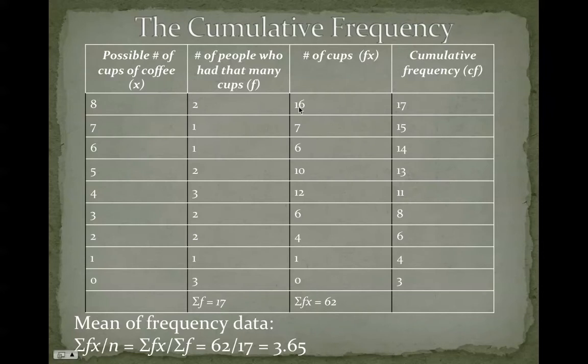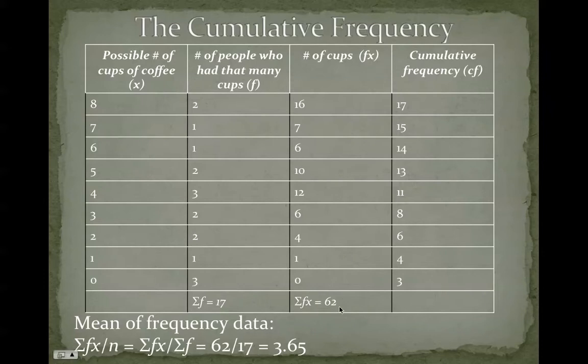2 times 8 is 16. 1 times 7 is 7. 1 times 6 is 6. And so on. You go all the way down. 3 times 0 is 0. So the sum of Fx, or the sum of this column here, would give you the total number of cups of coffee. Again, the column is called number of cups of coffee, so you would expect that the total number of cups of coffee would be represented by the sum of that column. And in this case, it's 62.